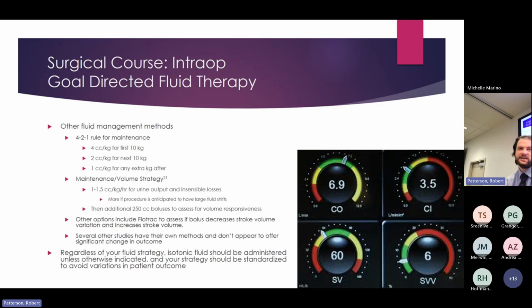And then the other big thing is, as we said earlier, patients with similar comorbidities undergoing similar surgeries were originally having huge variabilities in their outcomes. And so whatever method you choose to pick, just make sure that you have that as your standardized method so that you can avoid the variations in your patient outcomes.